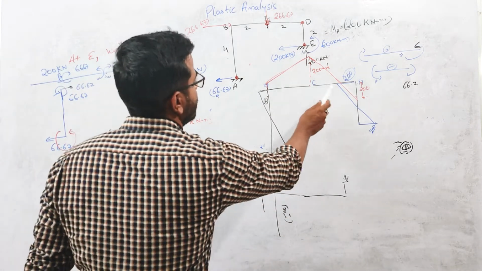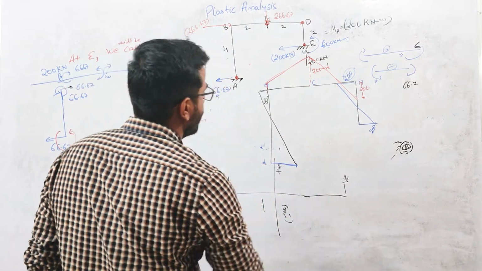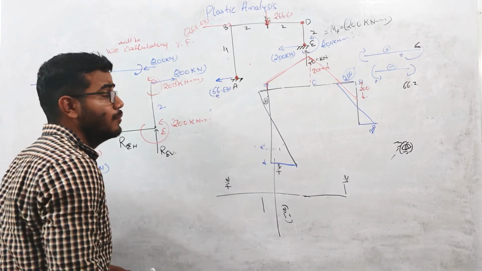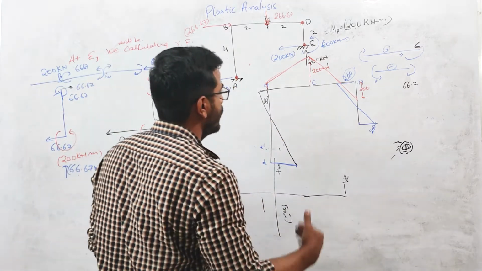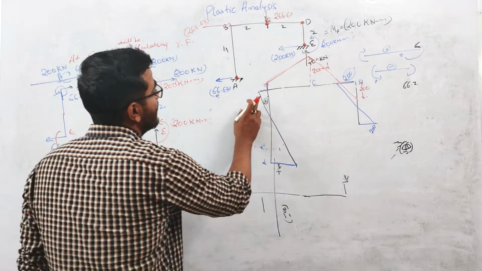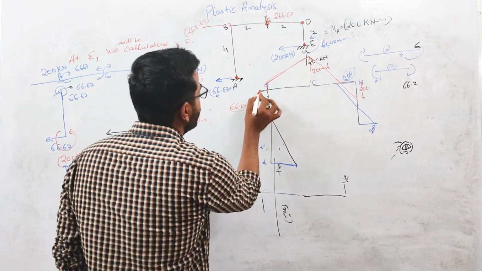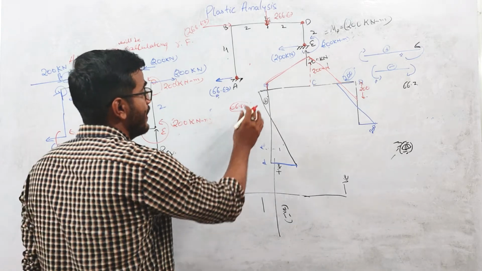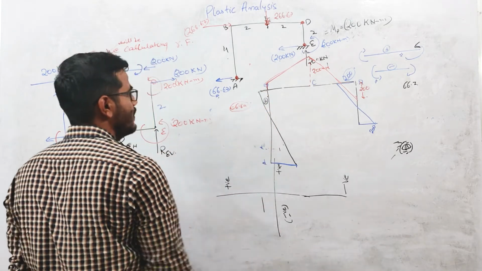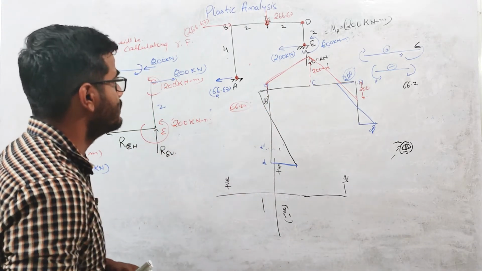So at this C, this D, this E and this A point, the plastic hinges are forming. That's why the moment at this point is 200 kilonewton meter. And at B, you can see that the moment is very, very less. It is 66.67. So net moment is very, very less at B. So that's why plastic hinge is not forming at this B point, right?